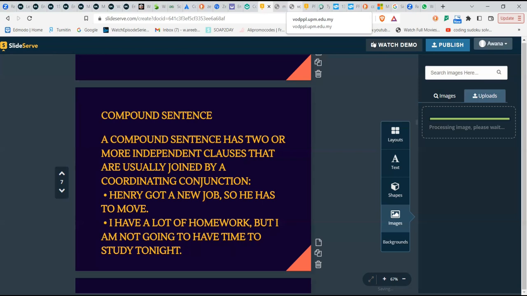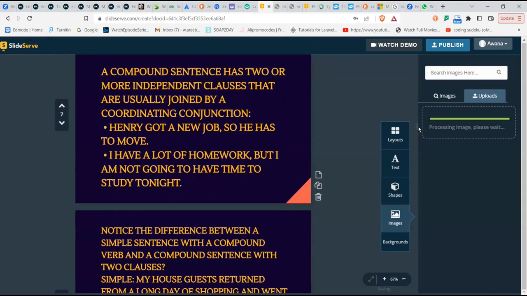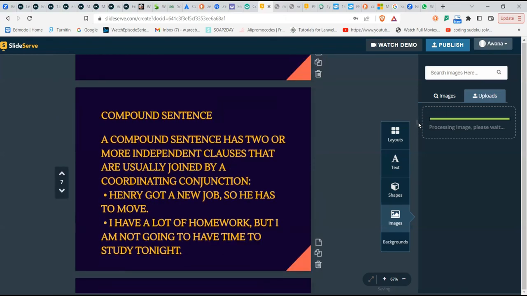Okay, I have a lot of homework. This is also an independent clause. I am not going to have time to study tonight. This is also our independent clause. And over here, both of these independent clauses are connected with the word but. And but is what? A coordinating conjunction. Okay.